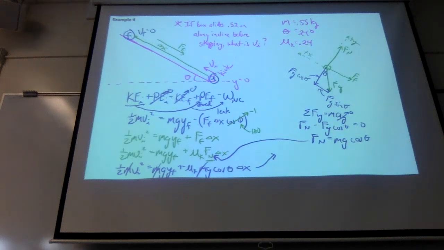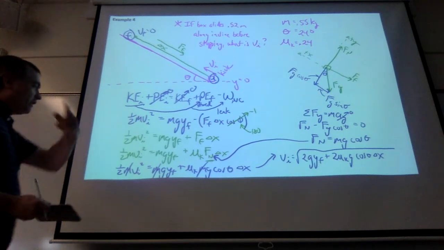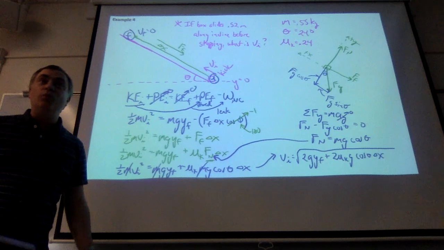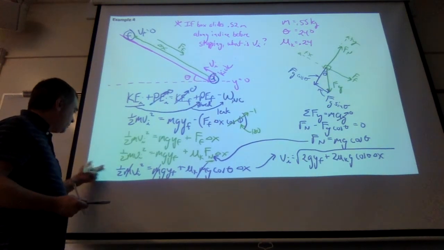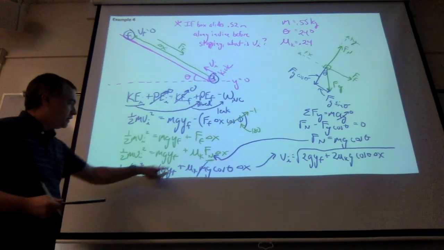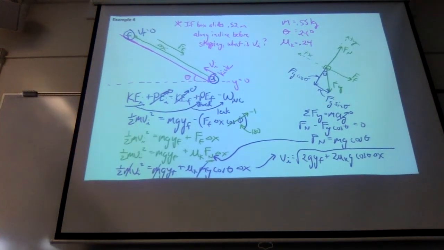Solve that for V initial, please. Multiply by 2 and take a square root, essentially. So V initial is going to be the square root of 2 times g y final plus 2 times mu k g cosine theta delta x. And we have all of that stuff. Or do we? Question. What happened to the 1/2? I multiplied everything by 2. Oh, okay. So then I get 2's on the other side. Yes.